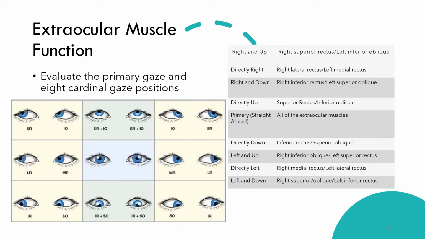If a patient looks left and up, they're using their right inferior oblique muscle and the left superior rectus muscle. If a patient looks directly left, they're using their right medial rectus muscle and their left lateral rectus muscle. And if a patient looks left and down, they're using their right superior oblique muscle and their left inferior rectus muscle.